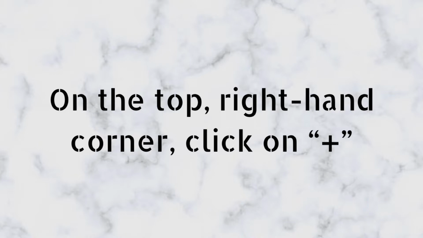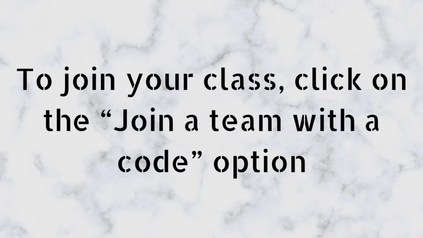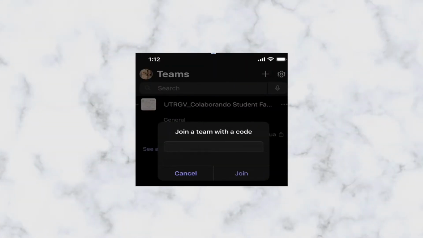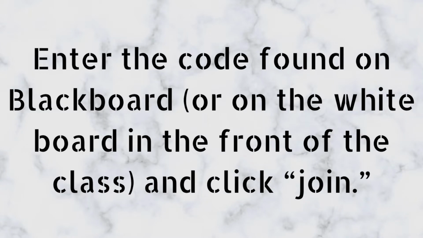On the top right hand corner, click on the plus sign. To join your class, click on the Join a Team with a Code option. Enter the code found on Blackboard or on the whiteboard in the front of the class and click Join.